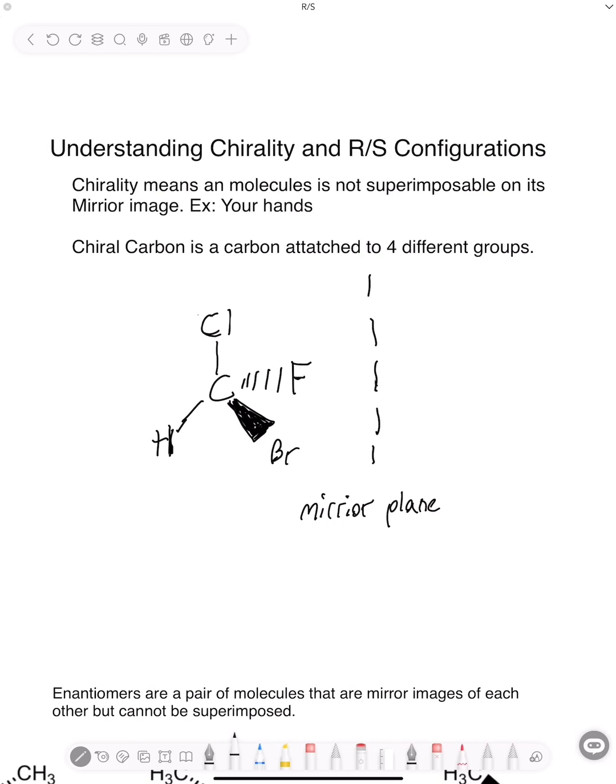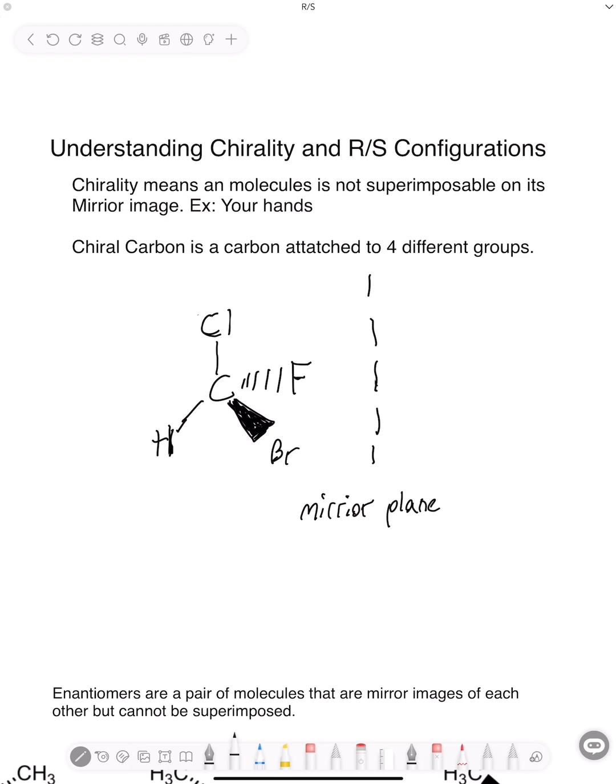Understanding chirality and R and S configurations. Chirality means a molecule is not superimposable on its mirror image. For example, if you were to take your hands and lay them on top of each other, no matter how many times you twist or turn your hands, they can never look identical. So that means they're not superimposable and are chiral.